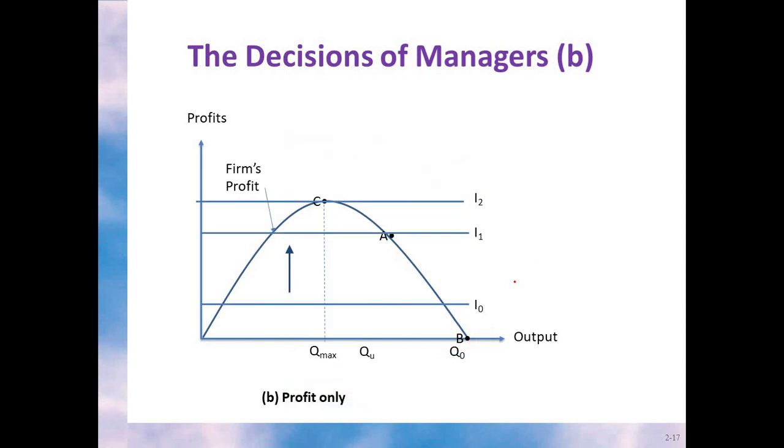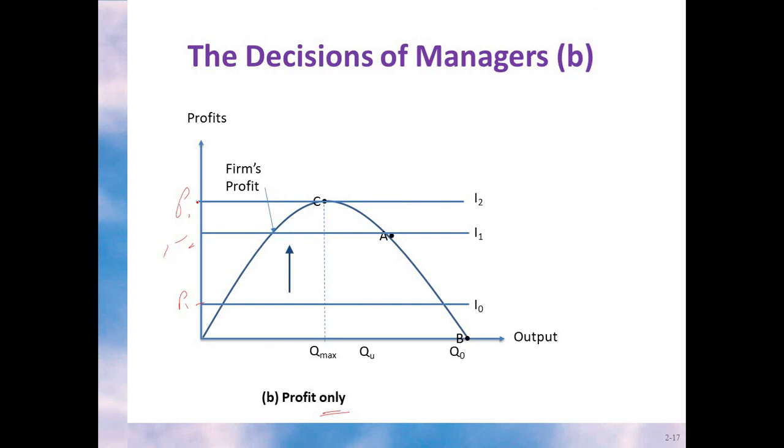If the decision of managers is to maximize profit only, we can see that the indifference curve of managers becomes horizontal, because we want to look at the profit. This is profit 1, this is profit 2, this is profit 3.